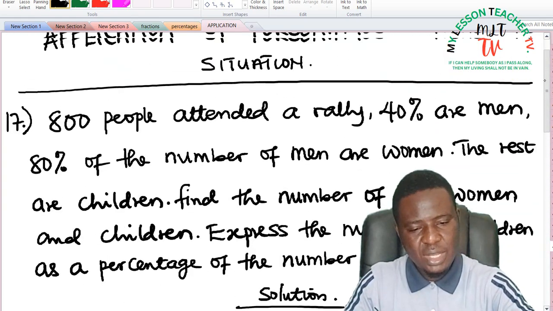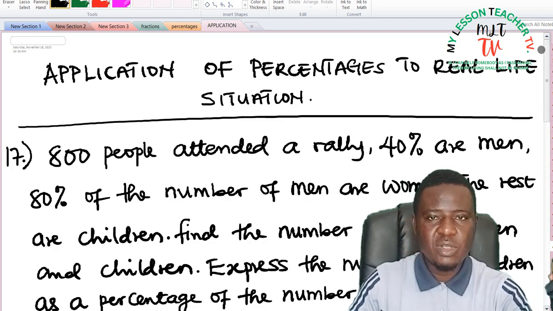We shall now take more exercises on application of percentages to real life situation.